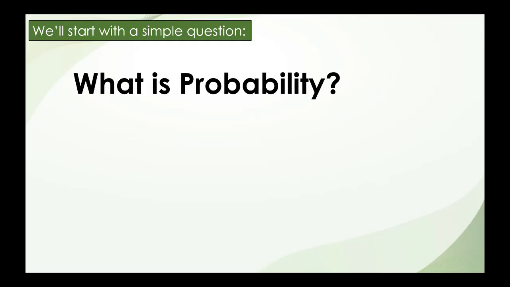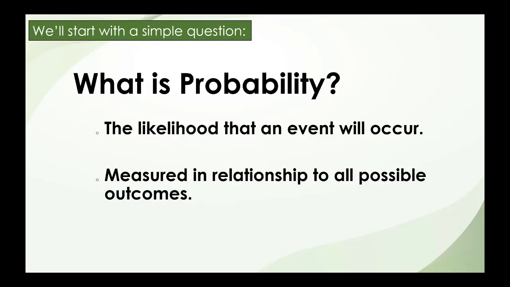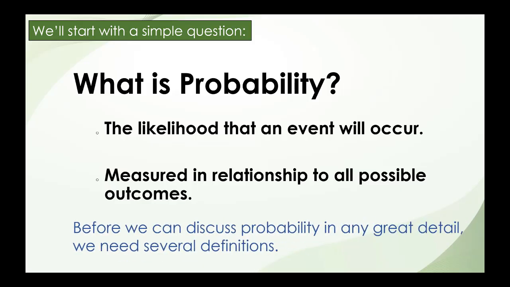When we think about probability, sometimes we think about odds, chances, and what it really is, it's the likelihood that an event will occur. When we measure probability, we're always measuring it in the same way. We're measuring it in relationship to all possible outcomes. So before we can discuss probability in any great detail, we need a bunch of definitions.